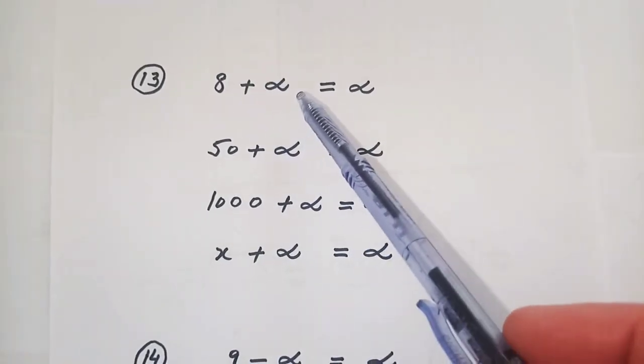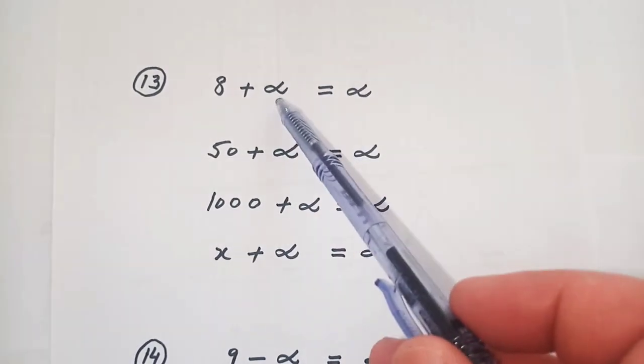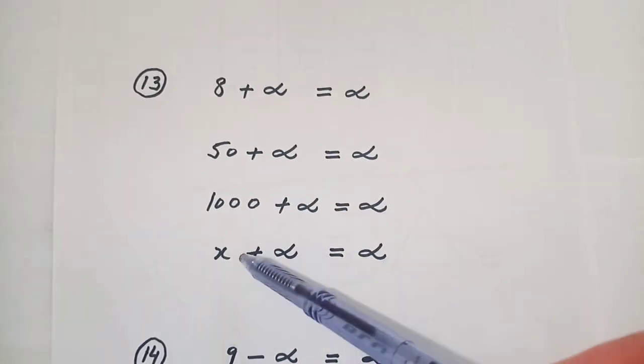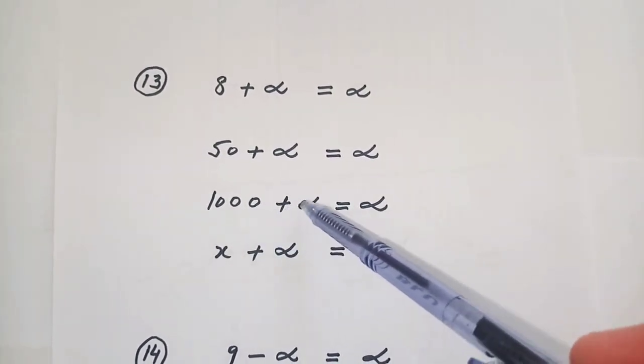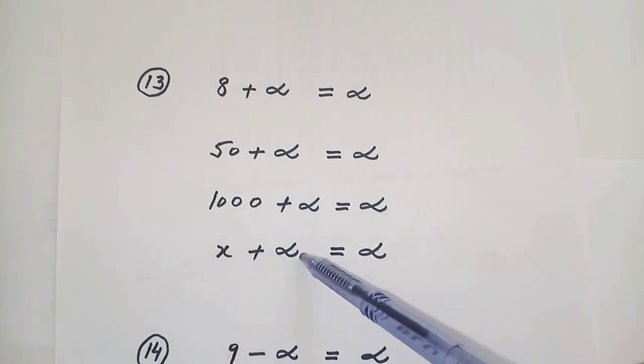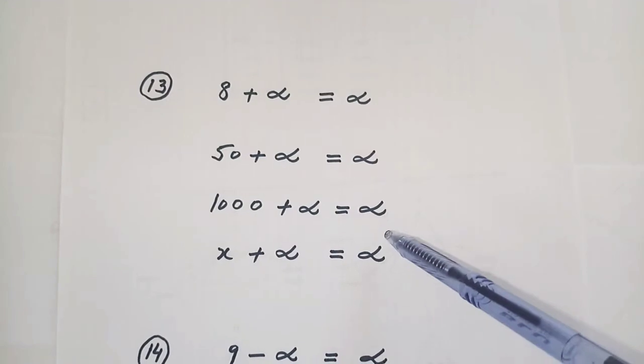Next is if infinity is added to any number, then the answer is infinity. For example, infinity plus 8 is infinity. Infinity plus 50 is infinity. In the same way here, infinity is added, so the answer is infinity. So x plus infinity is infinity. So if infinity is added to any number, the answer is infinity.